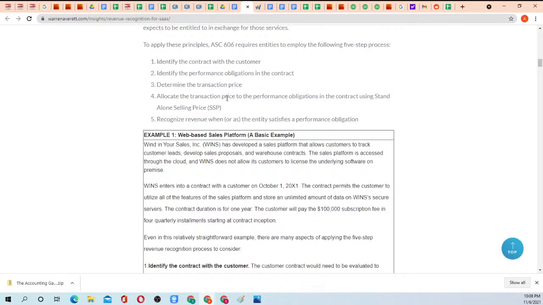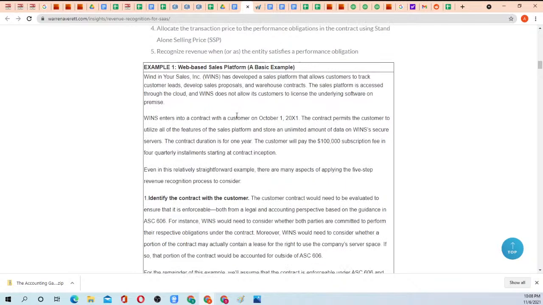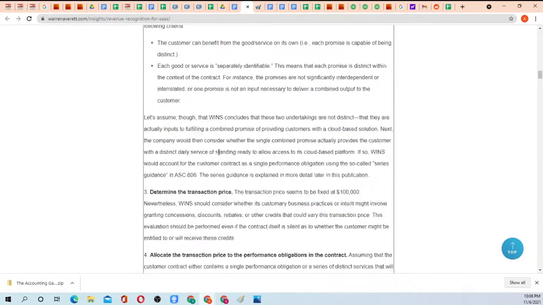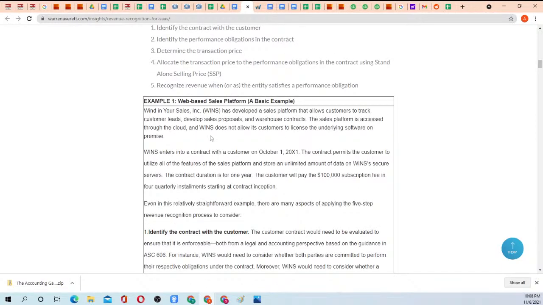Let's see what we have in the guidance here. Okay, and here is example 1. I'm finishing with example 1, and that will be, oh, it's huge. That will be it for today.